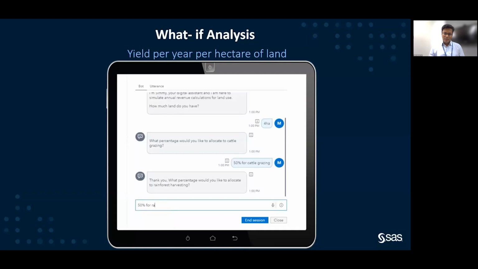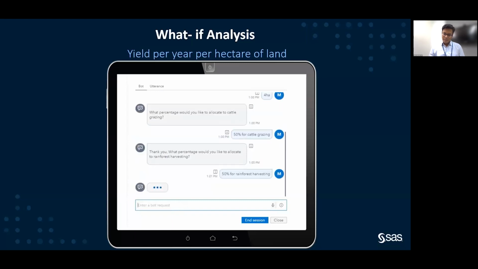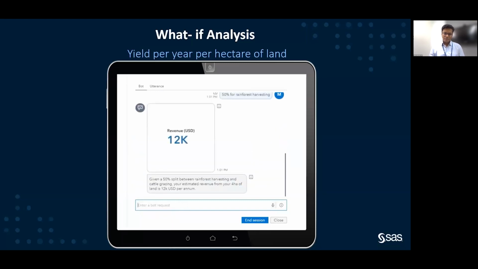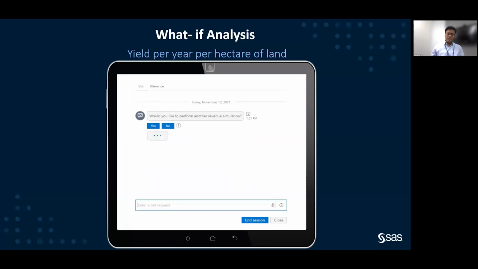Then it asks what about the rainforest harvesting. So I say again 50% there. And it gives me the revenue. So if my choice of land is 50% rainforest and 50% cattle, then this is the revenue that I would be able to generate.